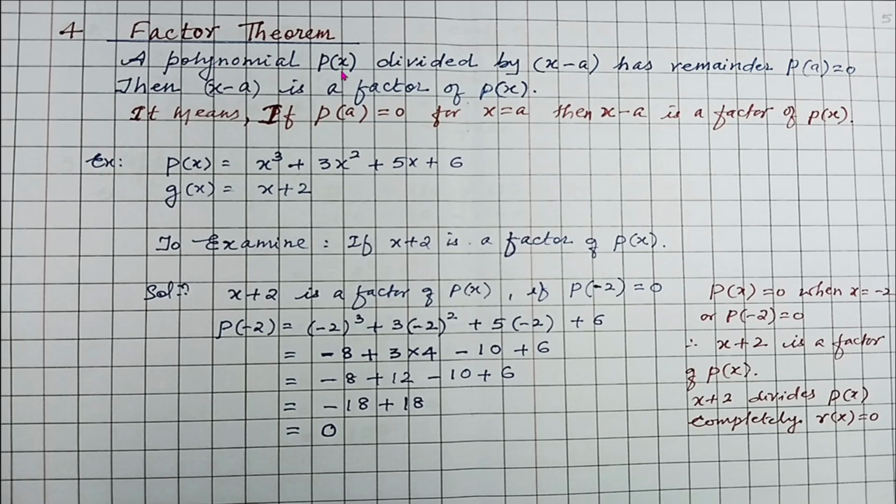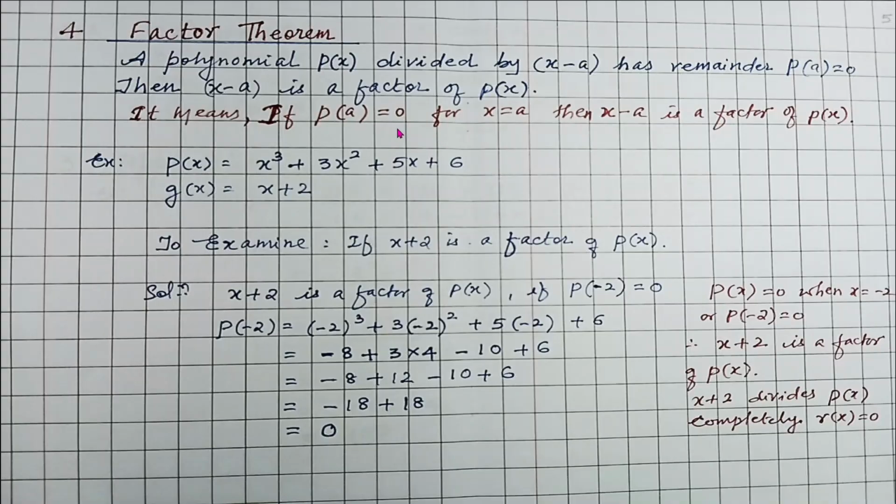A polynomial p of x divided by x minus a has remainder p of a. This is the remainder theorem. The remainder is p of a. But again, if p of a is equal to 0, then x minus a is a factor of p of x. There are two theorems involved here. Please understand, we have the remainder theorem first, and then we extend the remainder theorem to get the factor theorem.